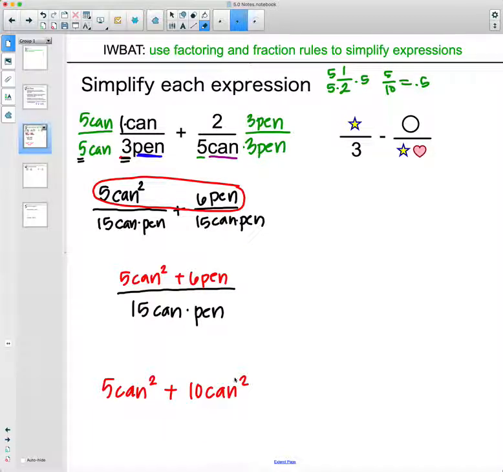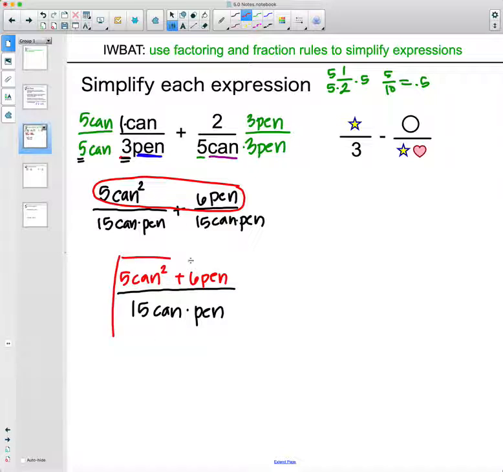If it was like this, you could not. This is talking about can squareds. This is only talking about cans. Cannot put those together. All right, then if we're taking a look, that would be our final answer. We can't simplify that any further. There's nothing to simplify here, so that would be our final answer to that one.